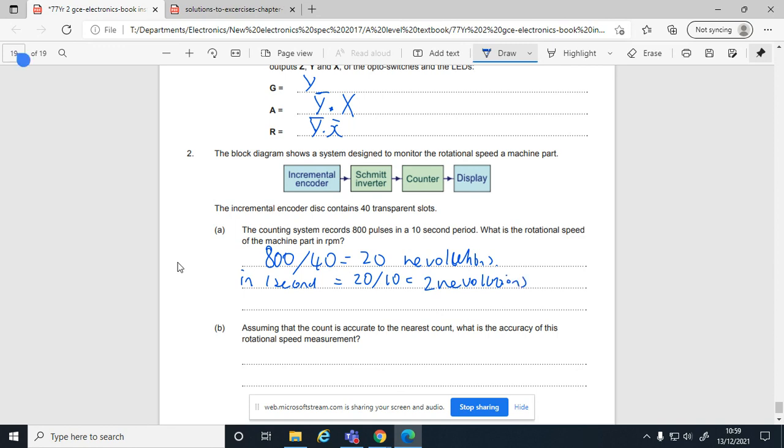So 1 second, we get 2 revolutions. Okay, it's basically saying how many revolutions per minute. So how do we convert seconds into minutes? We times by 60. So RPM equals 2 times 60 equals 120 RPM, revolutions per minute. Hope that makes sense. There's a few things you have to do to that. So just have a look at the example above, have a look at mine again. Hopefully you're okay with that.